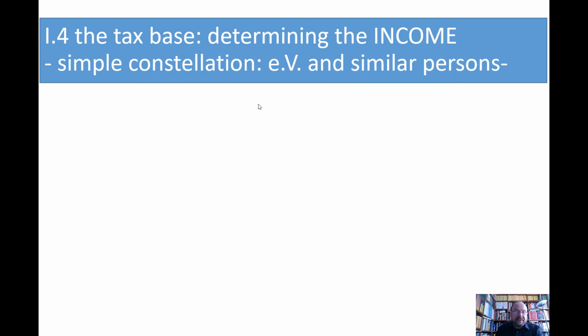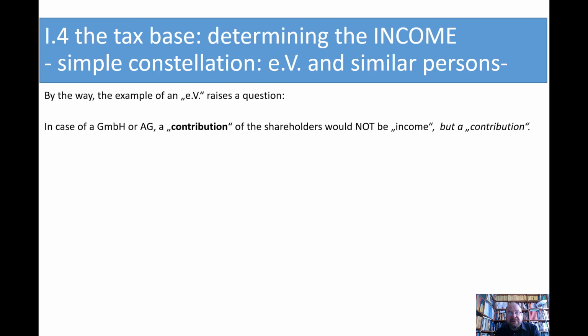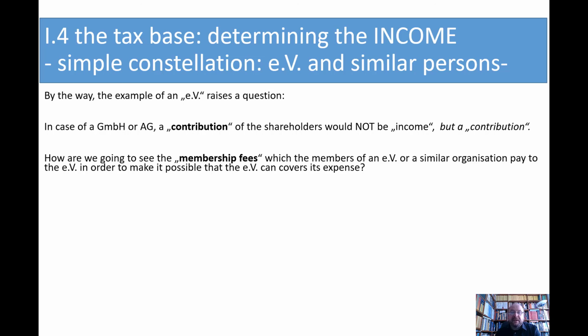Then please permit me a last remark. Naturally, if you have such an EV here at Chess Club, then you can also assume that all these wealthy and rich members of the Chess Club have to make contributions to the Chess Club regularly, so that they have to pay membership fees. At least that's the case with many private associations. And this raises exactly that question: what about the membership fees? In case of a GmbH or AG, we are sure that a contribution of a shareholder is not income, because when you have an enterprise, a contribution is not income, it's just a contribution. The definition of profit in the EStG was that profit is the increase of property corrected by contributions and withdrawals. So contributions don't count. How are we going to see membership fees of a private association?